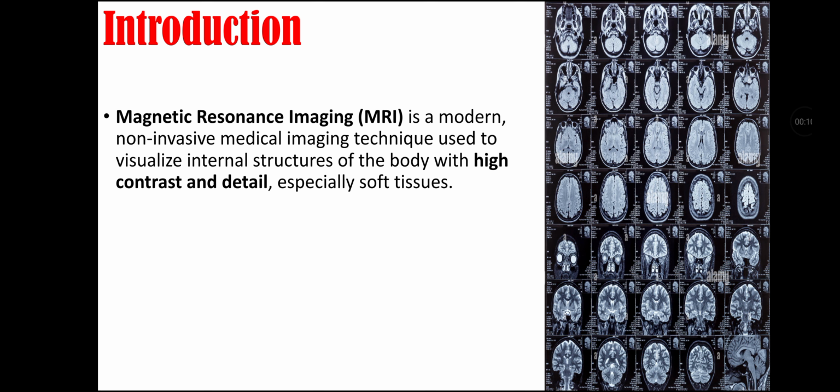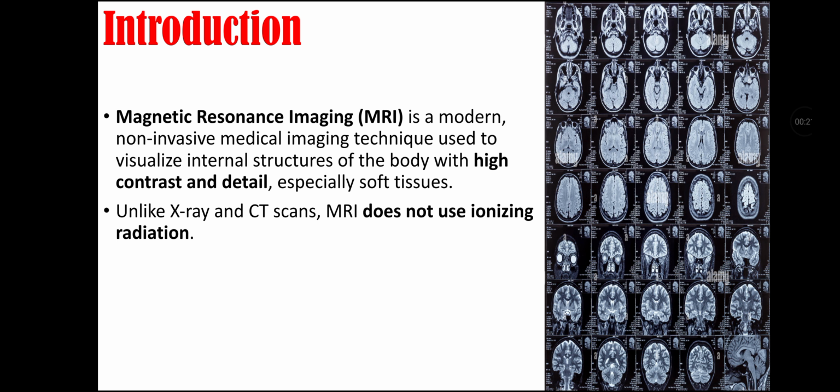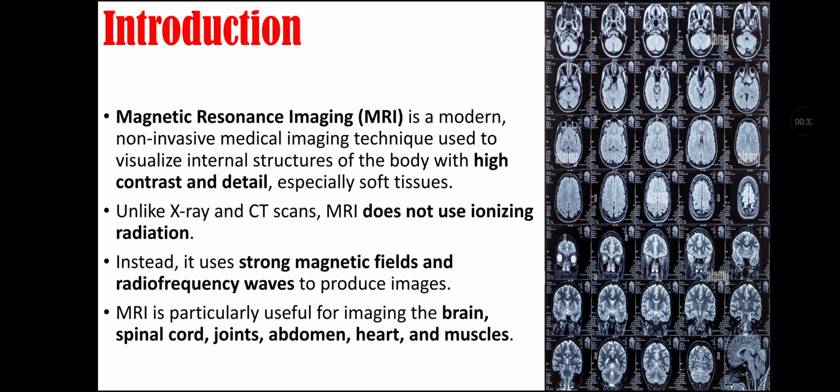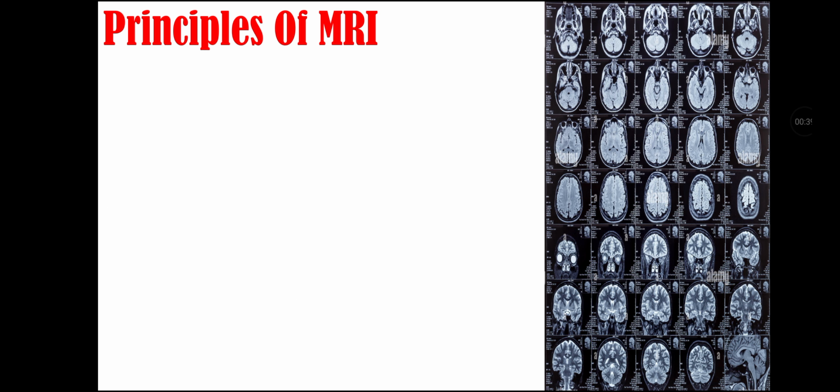So let's start the topic with the introduction. Magnetic resonance imaging is a modern non-invasive medical imaging technique that is used to visualize internal structures of the body with high contrast and detail, especially soft tissue. Unlike X-rays and CT scans, MRI does not use ionizing radiation. Instead, it uses strong magnetic fields and radiofrequency waves to produce images. MRI is particularly useful for imaging the brain, spinal cord, joints, abdomen, heart, and muscles.